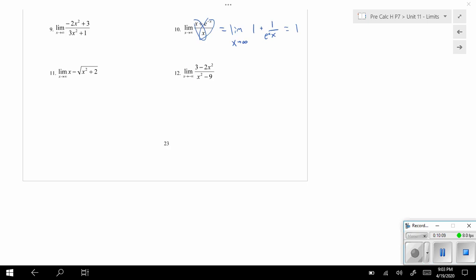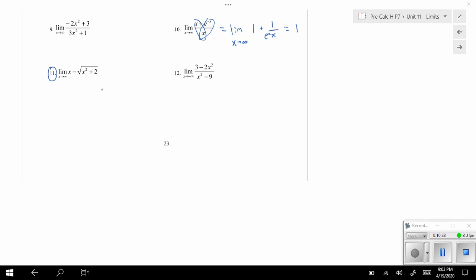Okay, so the last one I want to take a look at here is number 11. It's kind of an interesting case here. If we look at it by direct substitution, let's just think about plugging in a big number. Or let's just start small. Let's say we plug in 10. So I get 10 minus the square root of 102.